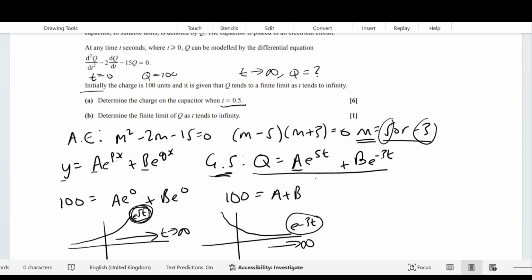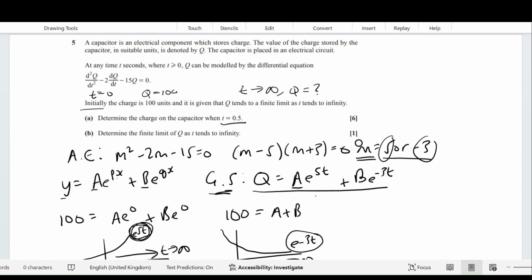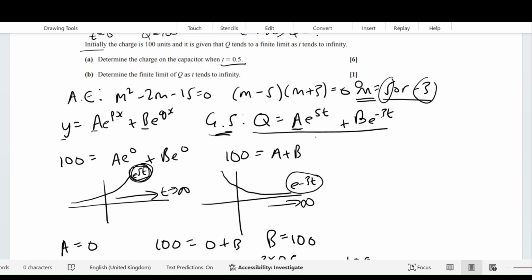So that's this question done. Fairly simple to get all the marks if you remember your general solution. So you remember to obviously have your general solutions for if there are two roots, if there is one repeated root, or if there are complex roots. Then you also have to be able to think about your graphs and how it tends to infinity, which is quite common in second order differential questions, or first order differential questions for that matter.